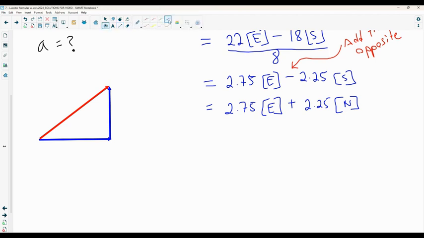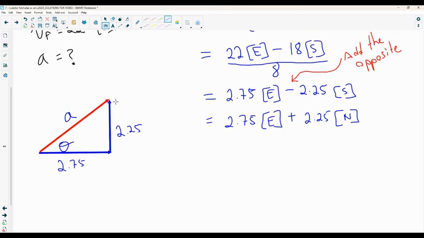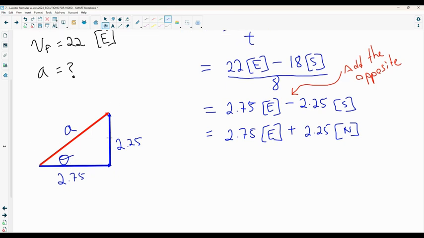And I can put my theta right here. I'll need to know that angle. Let's label the 2.75 was going east and the 2.25 was going north. And I've got my resultant vector here. What is my resultant vector again? Oh yeah, it's an acceleration. So actually, these two values, the 2.75 and the 2.25, those are actually accelerations. We got that because we had a velocity on top and we divided it by time. So we had meters per second divided by seconds. That's meters per second squared. So these are actually acceleration values.